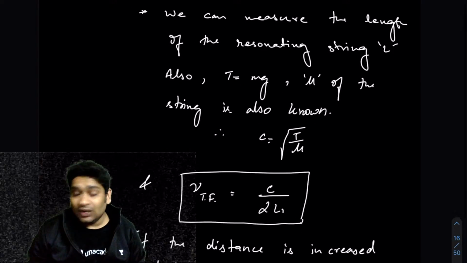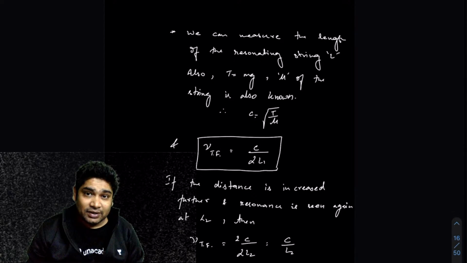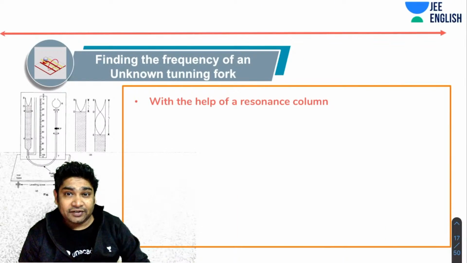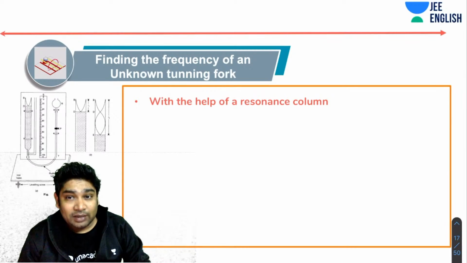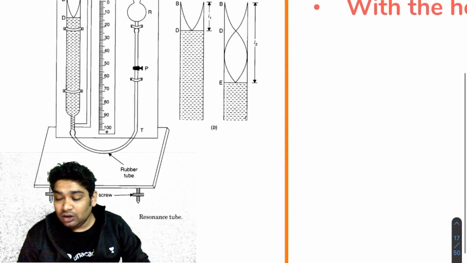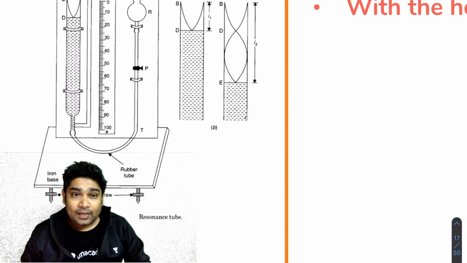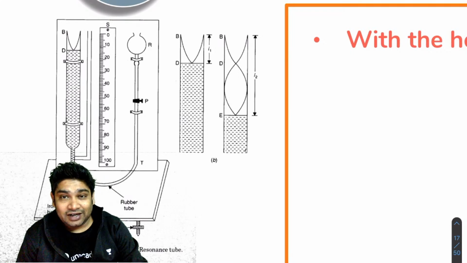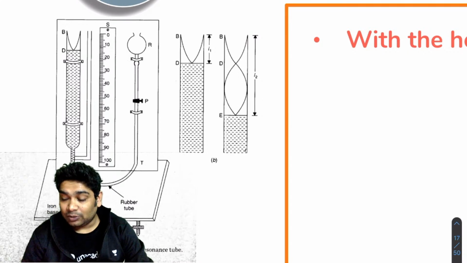Now a similar experiment is also done with a resonance column. So you can also find the frequency of a tuning fork with the help of a resonance column. So what you do in a resonance column is the setup looks something like this. So what we do is we first fill a tube with water up to the brim.